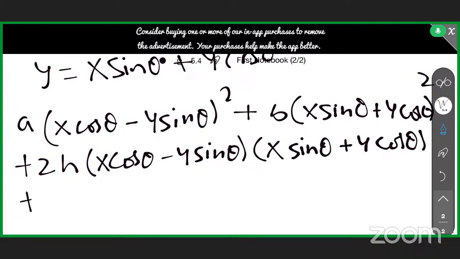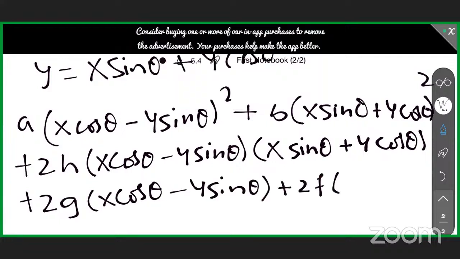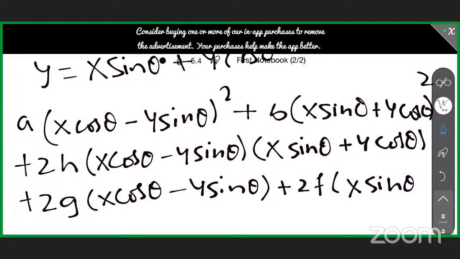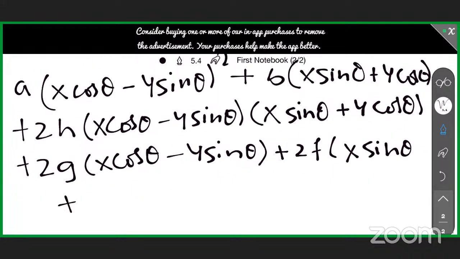plus 2g into (x cos theta minus y sin theta) plus 2f into (x sin theta plus y cos theta) plus c is equal to 0.